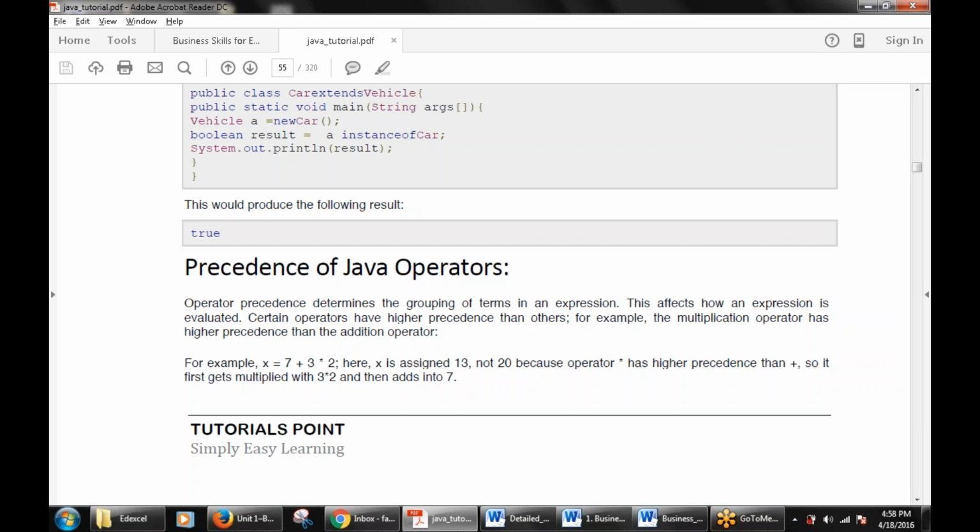If I take another example, x equals 7 plus 3 into 2, x is assigned the value 13, not 20, because the operator asterisk has a higher precedence than plus. So first 3 into 2 is 6, then it is added to 7, because multiplication has a higher precedence than addition. This gives 6 plus 7 is 13. Otherwise, if I go in the wrong direction, 7 plus 3 is 10, 10 into 2 is 20. That gives the output 20, but the correct output is 13. So it depends on the precedence of Java operators.